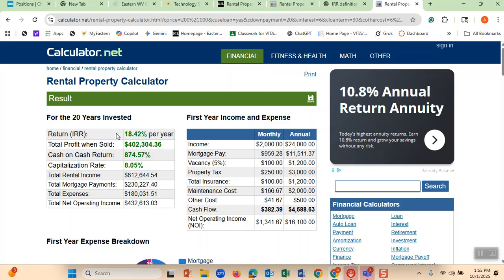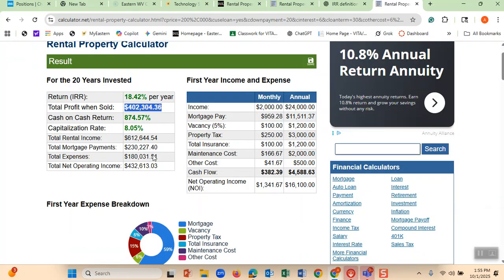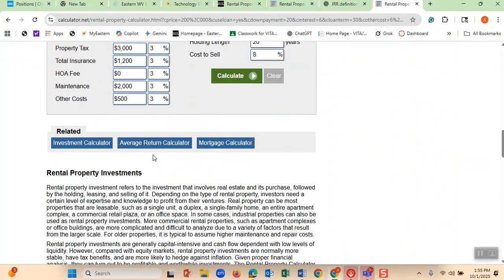IRR is the internal rate of return. They say that's the number that makes the net present value zero. Think about it as the return you are expecting, 18%. This is the way to look at it. And then the total profit when sold: after 20 years, when you sell it, you are going to make $402,000, hopefully, in profit.